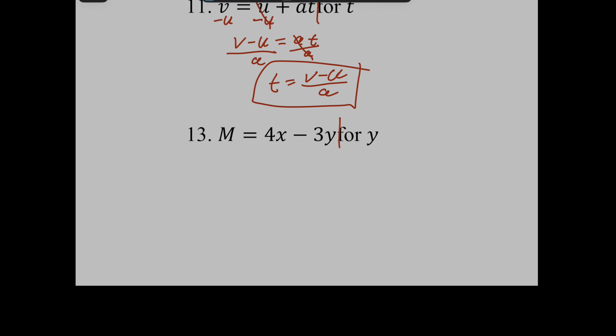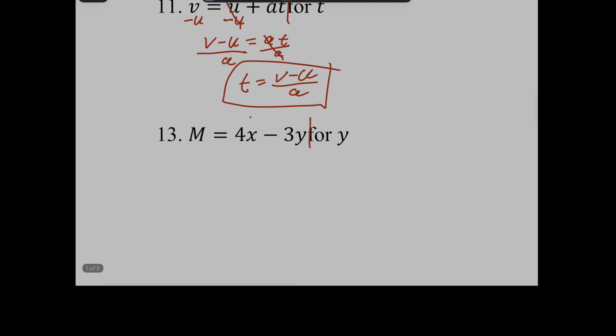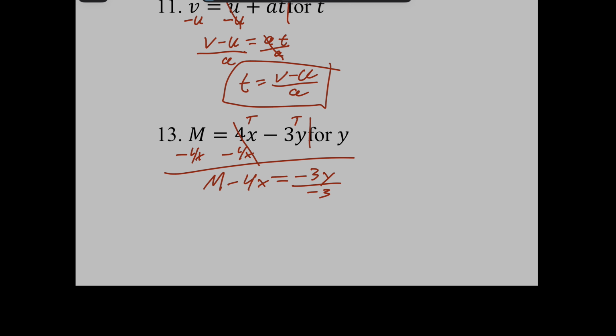So everybody's got to go away but the y. Now remember, this is another one where I have two terms. I can't divide by -3 because it's not by itself. So the first step I need to do is subtract the 4x from both sides. Okay, they go away. Now I have m minus 4x equals, now remember that negative sign is still there, negative 3y. Now I have the term isolated, it's all by itself, so I'm going to divide it by -3.